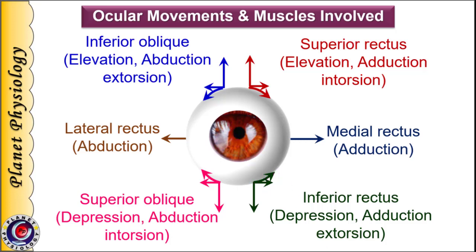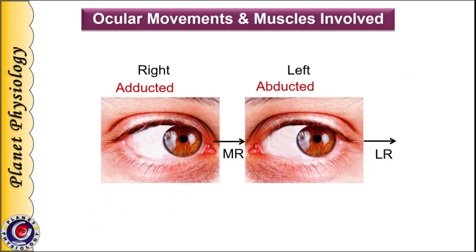When eye is in adducted position, prime elevator is inferior oblique and depressor is superior oblique, whereas in abducted position, elevation is mainly contributed by superior rectus and depression by inferior rectus. With this basic knowledge, let's begin with the main topic, ocular movements.